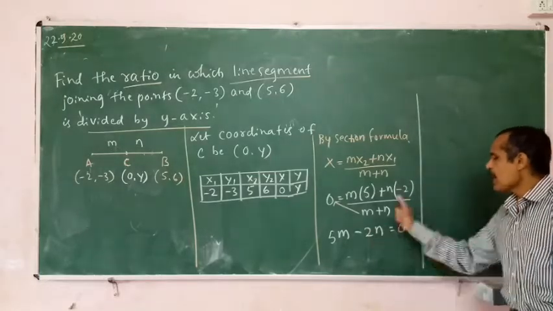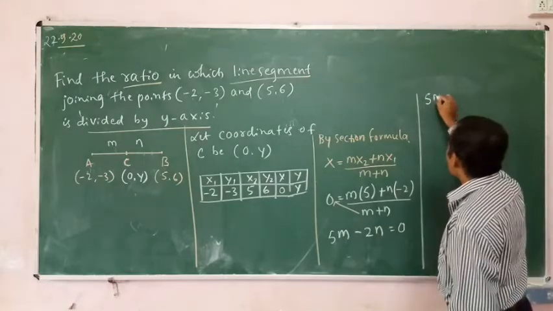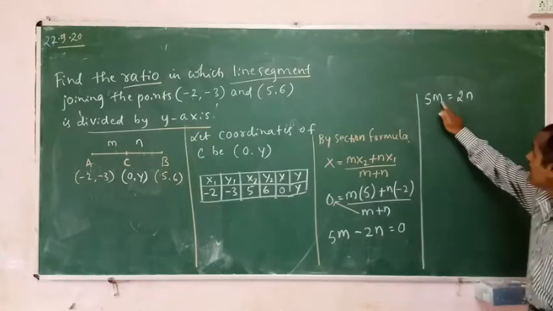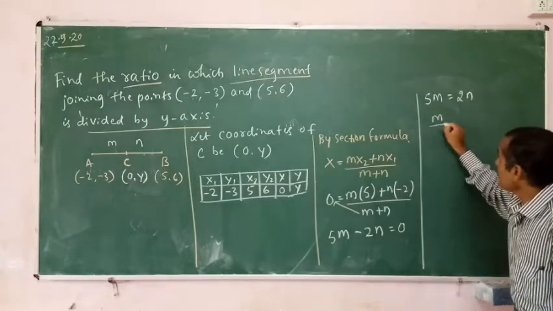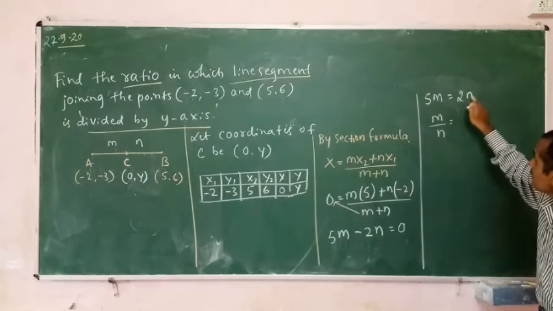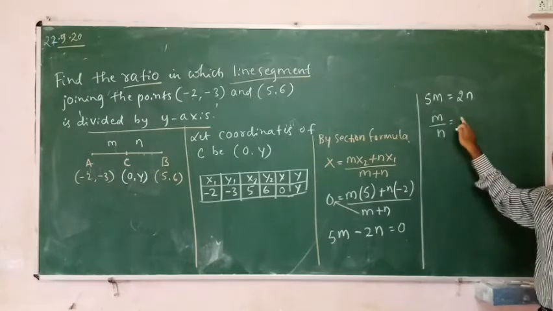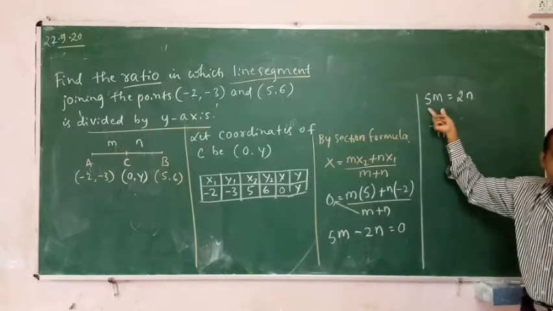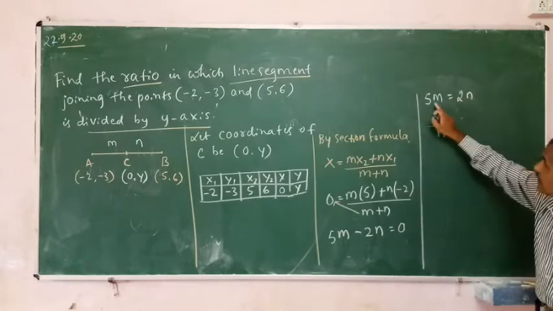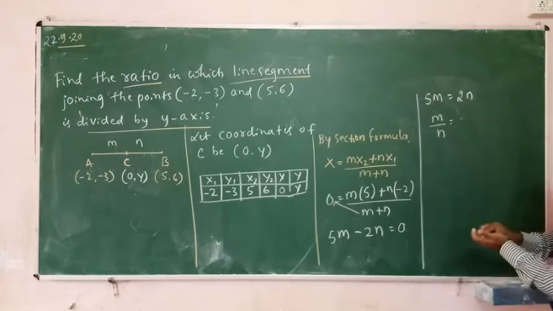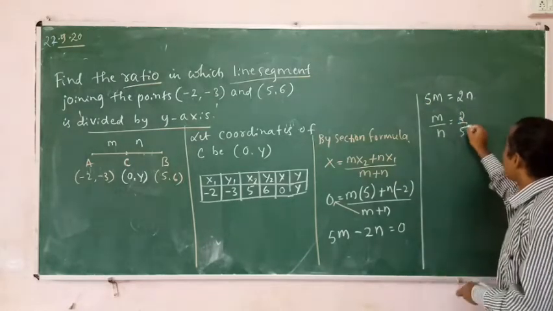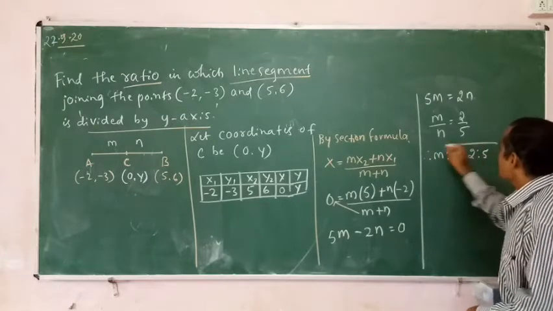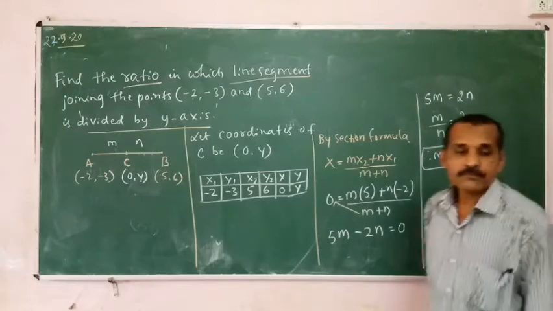Shift this to the RHS and you can say 5m is equals to 2n. I want a ratio of m by n. m by n. When it comes to the denominator here, this will go there. Repeated, I am telling you. Sometimes what you do? Both will bring to the denominator. No. If one value comes here, this one value will go there. Equals to 2 by 5. Therefore, m is to n is equals to 2 is to 5 is the answer.